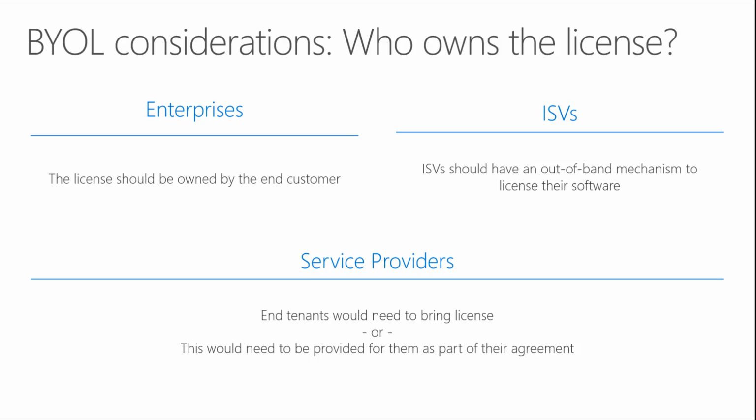In enterprises, the license should be owned by the end customer, the enterprise. ISVs have an out-of-band mechanism to license their software. So if there's a solution that is available in Azure Marketplace and hence Azure Stack Marketplace, they may say, okay, you download this, you get a free trial for X days, but then contact that publisher for the license or use an existing one that you may have. For service providers, the end tenants would need to bring a license, or this would need to be provided for them as part of their agreement.